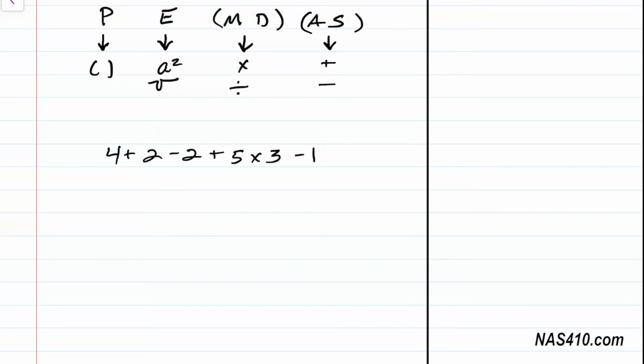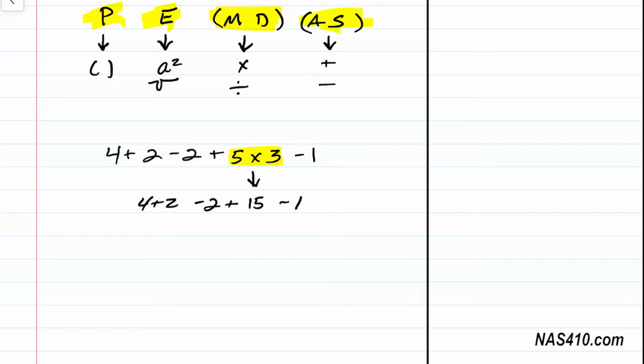Okay, for this next example, same thing. Looking for parentheses, nope, no exponents. So now I do multiplication and division from left to right. Again, I only have one multiplication problem. Okay, and so 5 times 3 is 15. And I bring everything else down. So 4 plus 2 minus 2 plus 15 minus 1. Alright, and so now I have no more multiplication and division, but I do have addition and subtraction. And I do that from left to right.